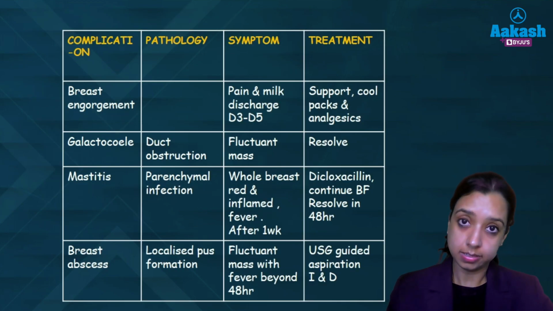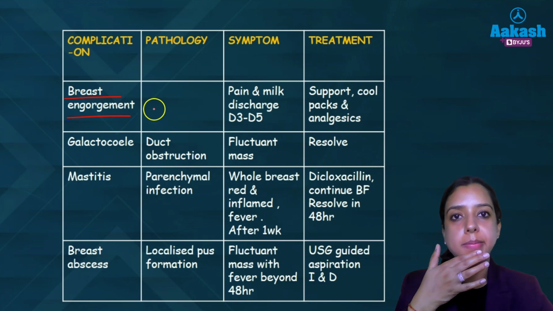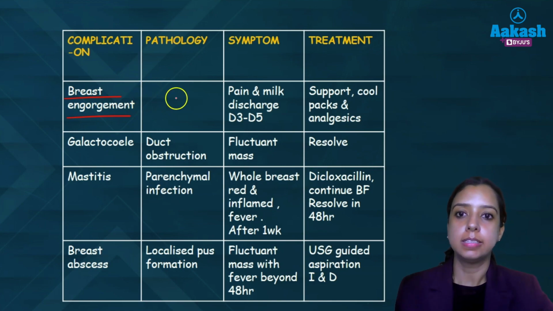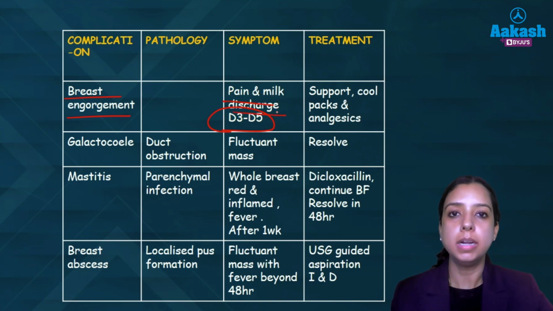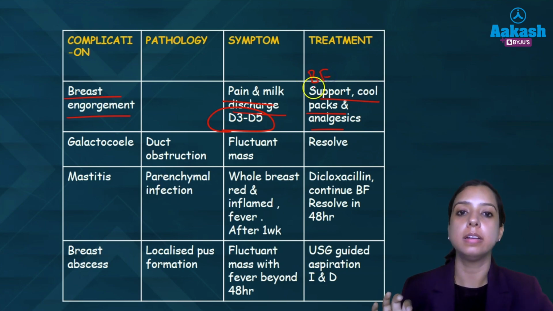Okay. So let's discuss the breast complications that have been asked twice in NEET. The first complication is breast engorgement. Breast engorgement is as such not a major pathology. It's actually a physiological reaction. It starts at day 3, when the full surge of milk secretion starts from the alveolar ducts, and your ducts become filled with milk. As a result, there is engorgement of the whole breast. The breast can become red and tender, but there is no fever. There will be pain and milk discharge, but no fever, and it will resolve on its own. You just have to give support and cool packs and continue breastfeeding. It will resolve on its own.